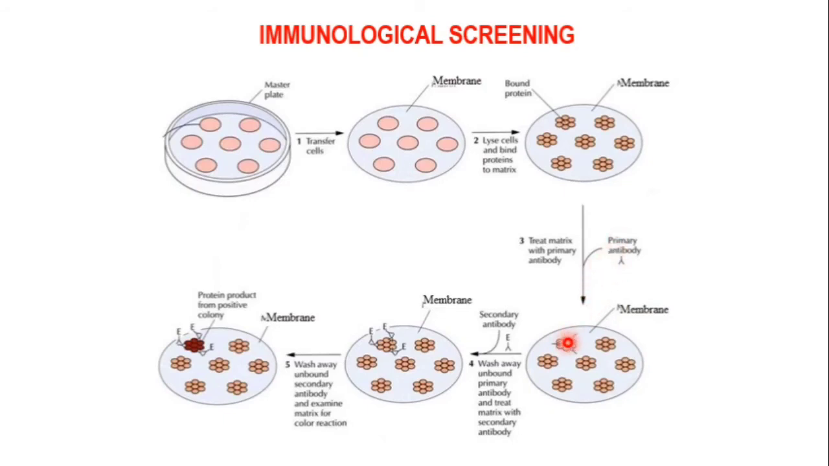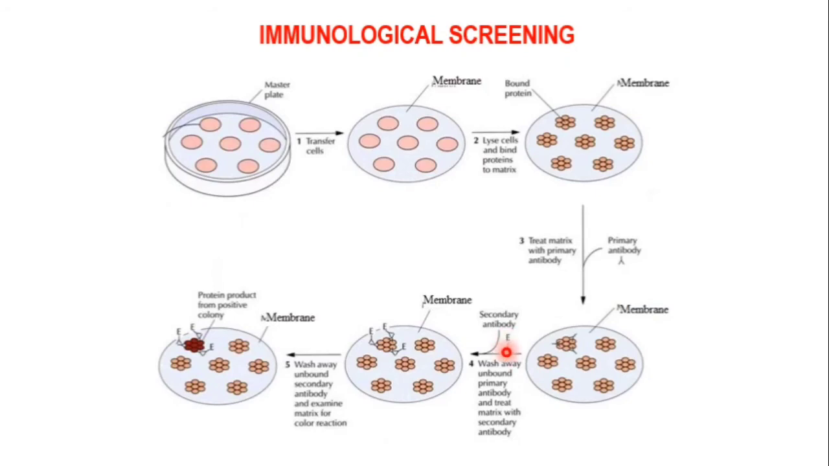After adding the primary antibody, we'll wash to remove the unbound antibody from the nitrocellulose membrane, and after the washing, we'll add a secondary antibody. This secondary antibody is specific to our primary antibody, and the secondary antibody will be labeled.